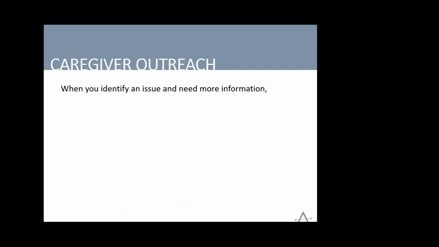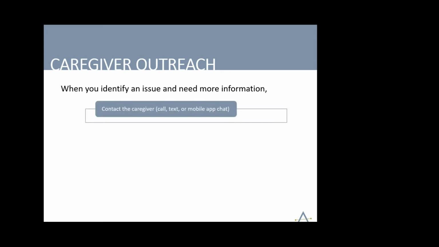Then there's caregiver outreach. When you identify an issue, you see that black magnifying glass, you go check it out, you see a question. You want to contact the caregiver. This is important, and you've got a lot of different ways to do this: call, text, mobile app chat. It's a wonderful new option. I highly encourage you to consider it if you haven't played with it already.